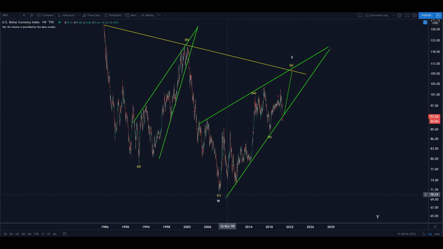This lower green line has been a strong support since 2008, where it has bounced off. This is the dollar price right now, sitting right on top of it. And the probability, in my opinion, is greater for the price of the dollar to bounce towards this yellow trend line, 110, 112-ish or so.